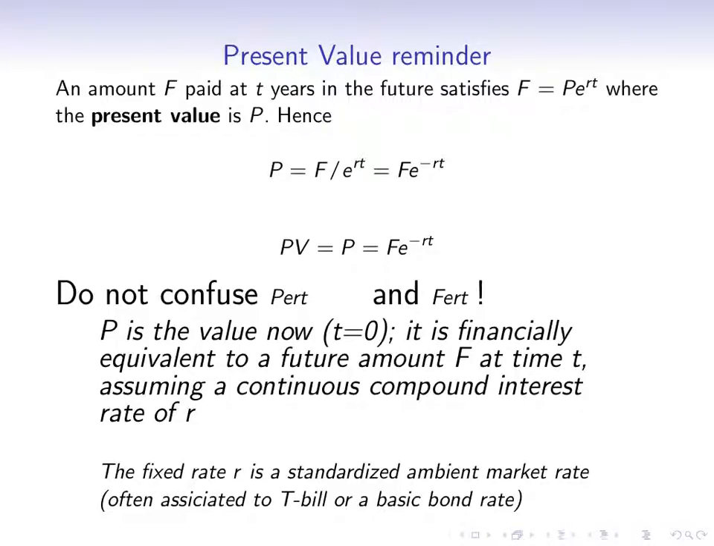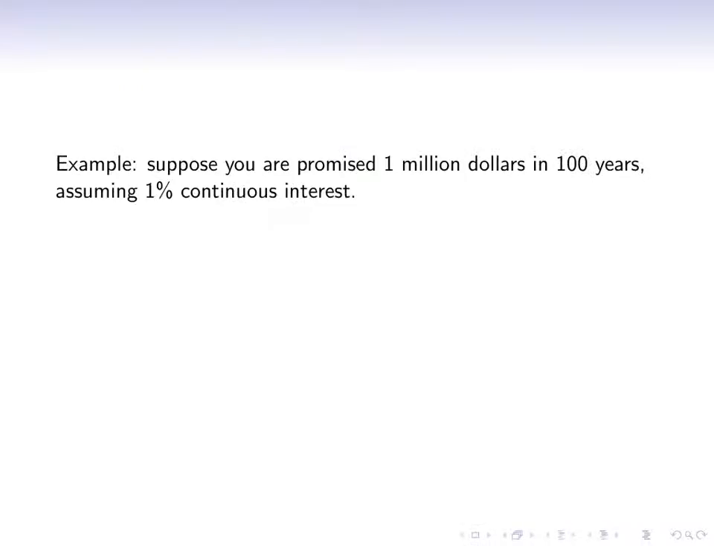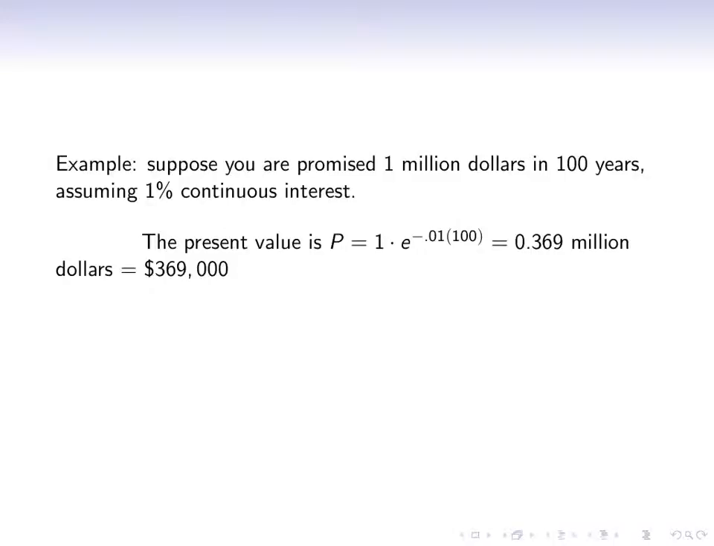That interest rate, r, is a standardized amount based on some published interest rate. So suppose you were promised $1 million in 100 years, assuming 1% interest. The present value is p equals 1 million times e to the minus 0.01, so that's the e to the minus r, and the t is 100 years. And you calculate that out to be $0.369 million, or $369,000. So that's how much your $1 million 100 years in the future is worth now. That is the present value.